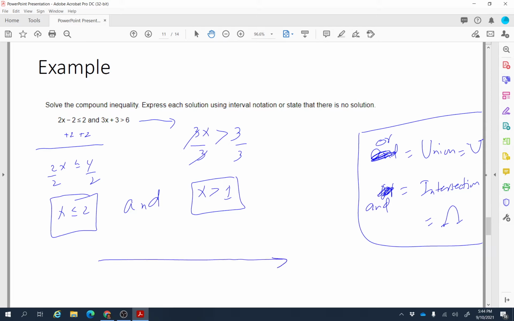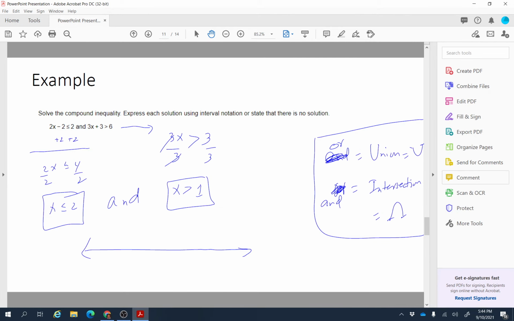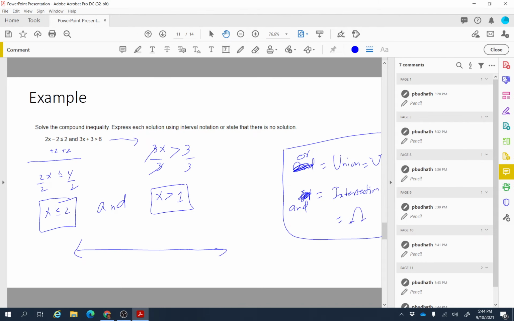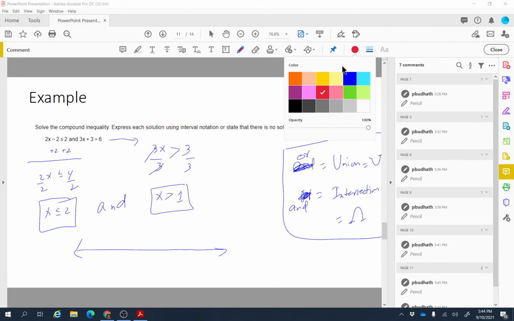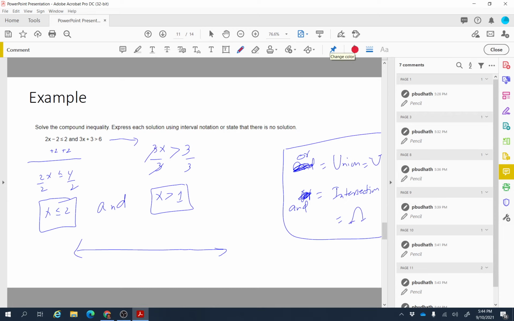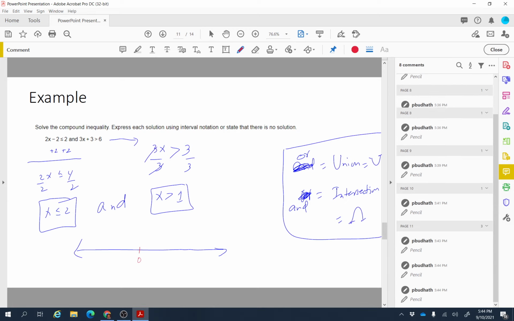So let's draw a number line. X is less than or equal to 2. I'm going to use two different colors for the two different solutions, and let's see where we find the intersection. I'm going to start with red. X is less than or equal to 2. There is a 0, there is a 1, there is a 2, 3. Negative 1, negative 2.